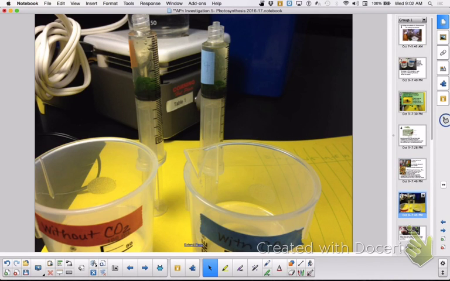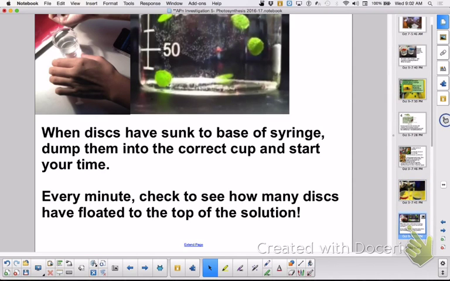Okay, so I would recommend, because you have tape and you're labeling the 2 different cups, label your syringes as well, because there's nothing on it. You'd be surprised how often they get messed up, okay? So label your syringes as well to match your cup. And then when the discs have sunk to the base, dump them in the cup, and you're going to start your time. And every minute, you're going to check to see how many discs have floated.